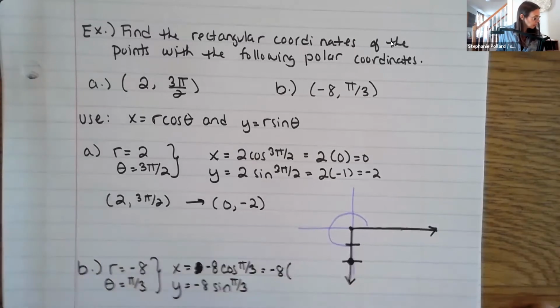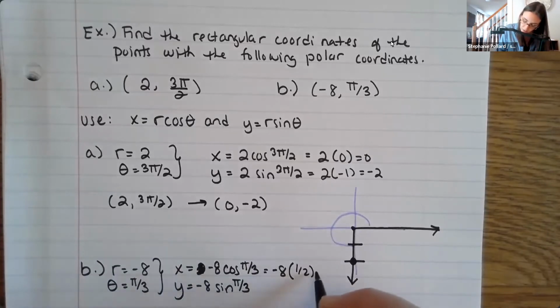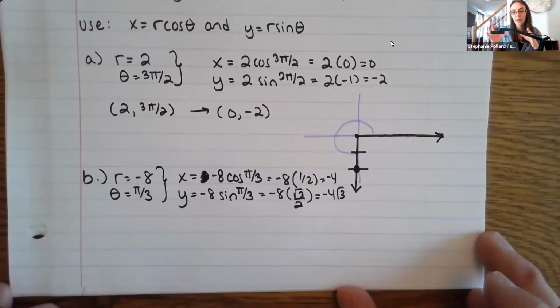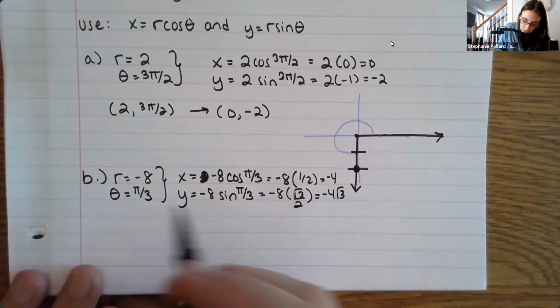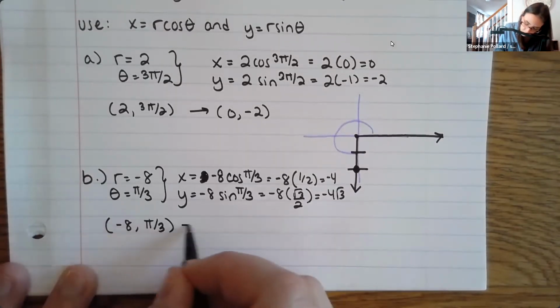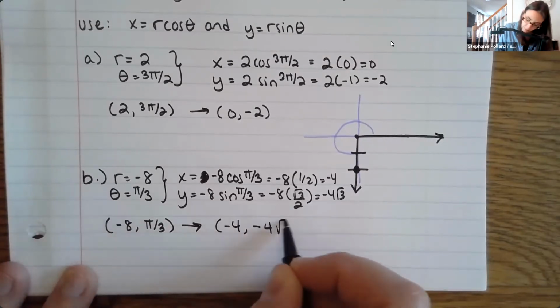All right, so for this one, for cosine of pi over 3, you're looking at 1/2. So that value is negative 4. And then for sine of pi over 3, we're looking at root 3 over 2. So negative 4 root 3 there. You could round that if you needed to, but it's better to leave the actual value unless it says to round or approximate. So I'm going to leave that here. So our point negative 8, pi over 3 becomes the point negative 4 comma negative 4 root 3.